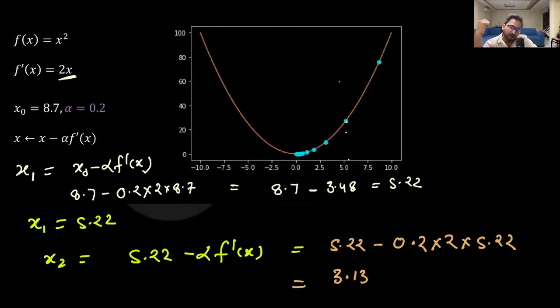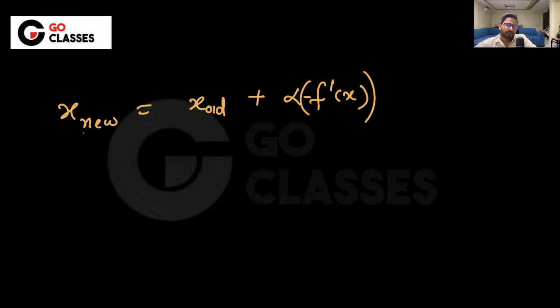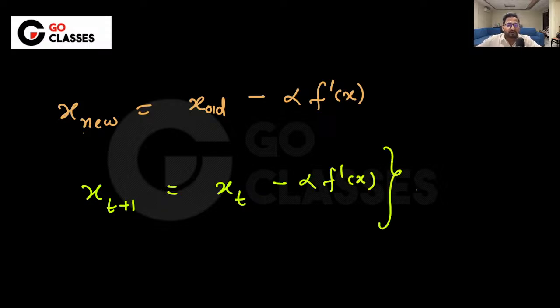Now depending on the value of alpha, if alpha is 0.2, then depending on the value of alpha, I'm changing our x. Okay, see, the update formula is fixed. X new equals x old in that iteration minus alpha into f dash x, right? I mean, it is actually plus alpha into minus f dash x, but instead of that, I'm writing like this. So for any new iteration which is t plus 1, it is the old iteration t minus alpha f dash x.